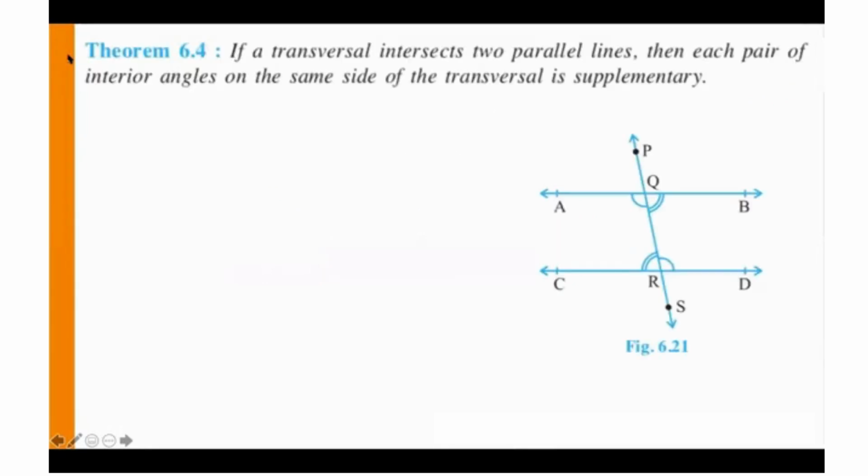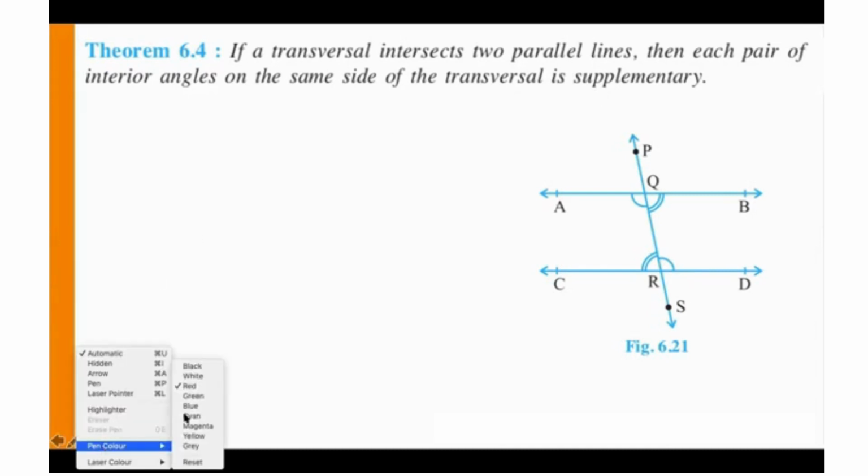Theorem 6.4 and Theorem 6.5. Theorem 6.4 says that if a transversal intersects two parallel lines, then each pair of interior angles on the same side of the transversal is supplementary. So what is given here?